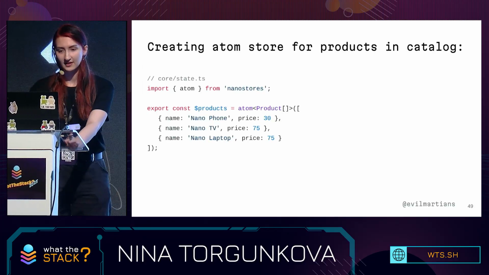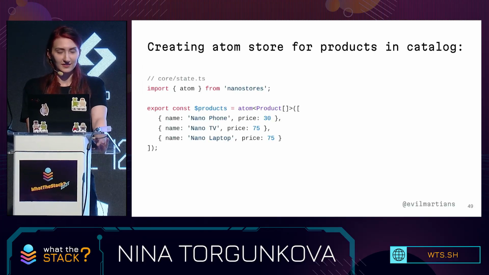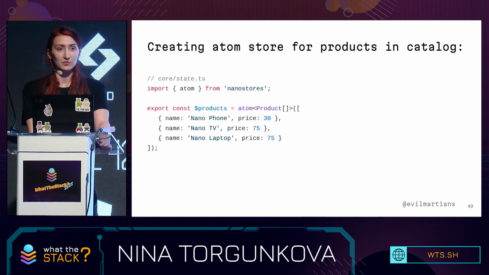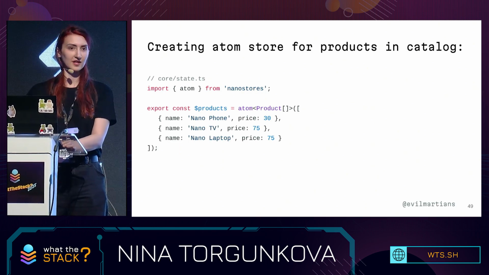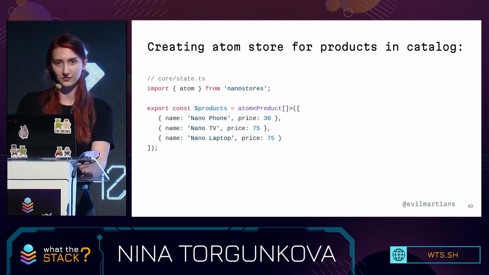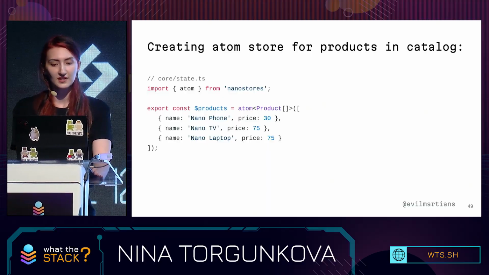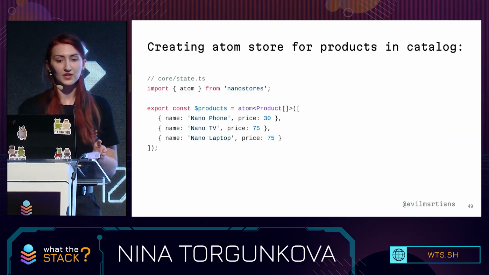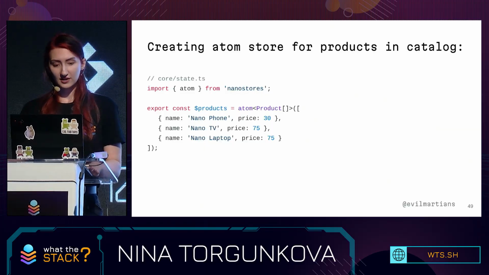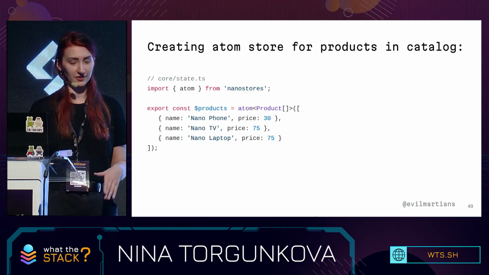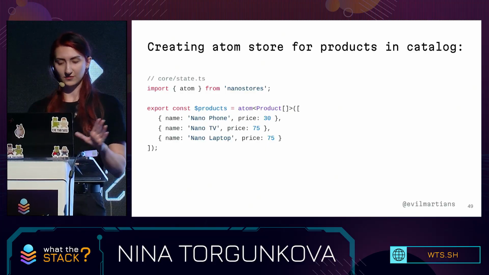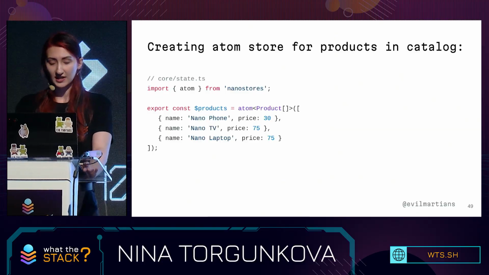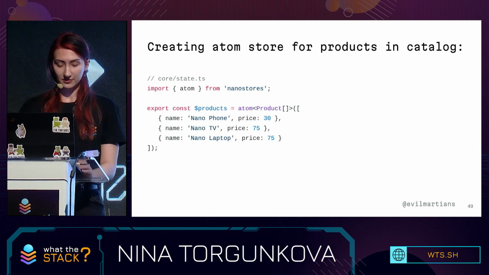So let's start. First, we create a file named state.ts, and we import a method atom from the Nano Stores library. The Nano Stores library is framework agnostic. You can use it in any framework or in plain JS, whatever. So here we create our product store. We invoke the atom function, and we pass as an argument the initial array of our products. That's just for a simple case for now. And we can also specify a value type as a type parameter, as we use TypeScript.